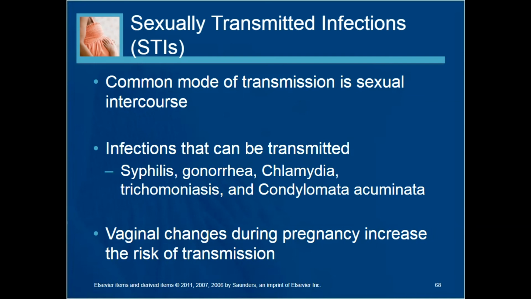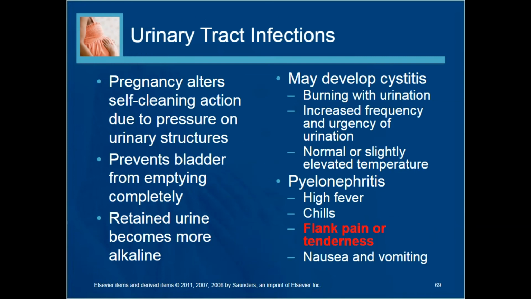Vaginal changes during pregnancy increase the risk of transmission. Urinary tract infections are also a common infection during pregnancy. Pregnancy alters the self-cleaning action of the vagina and the urinary structures, and it sometimes prevents the bladder from emptying completely, so we have urinary stasis. That retained urine becomes more alkaline and allows bacteria to grow.